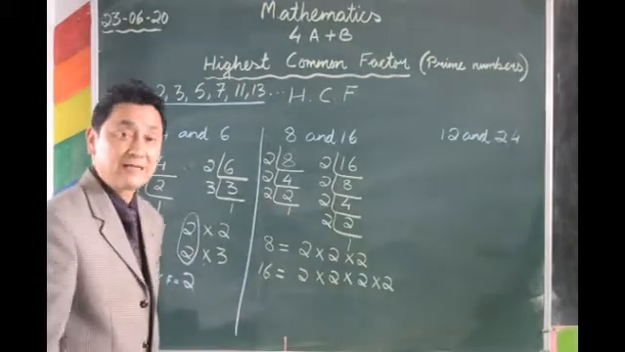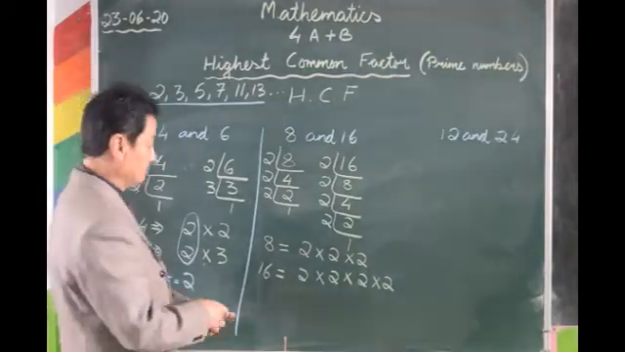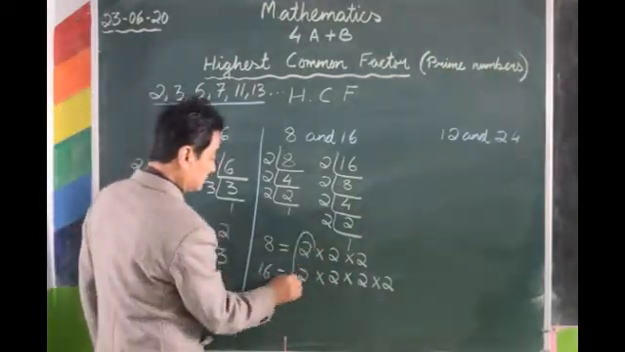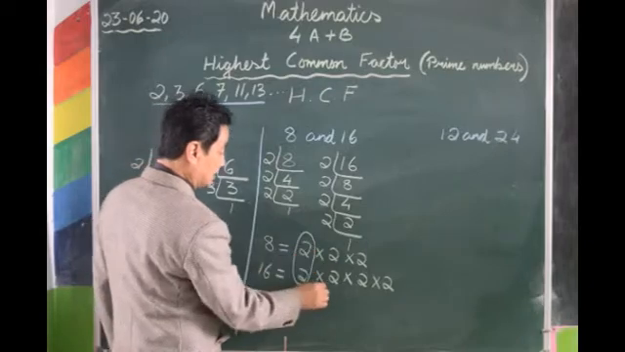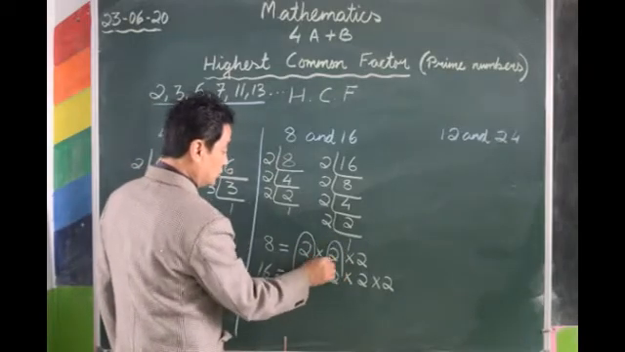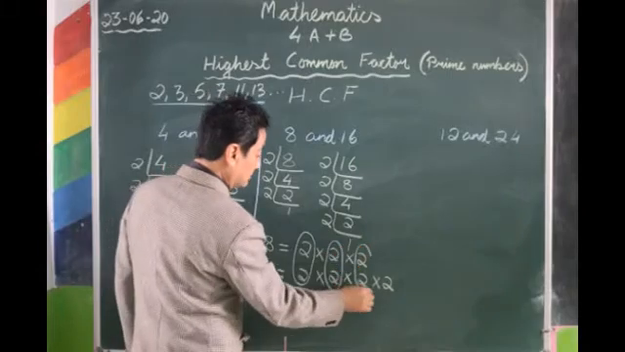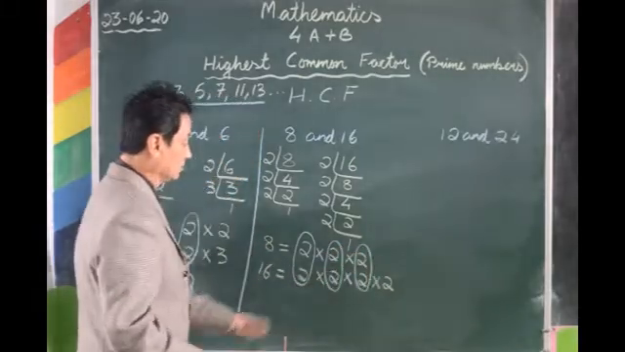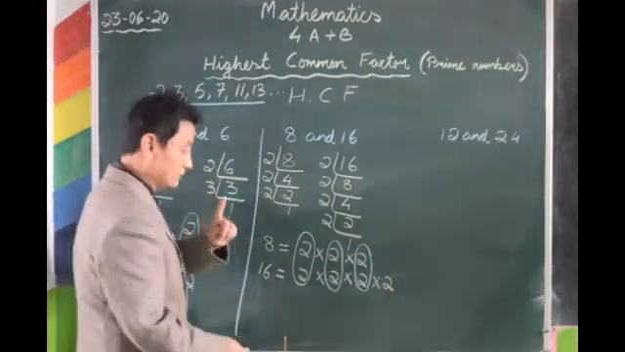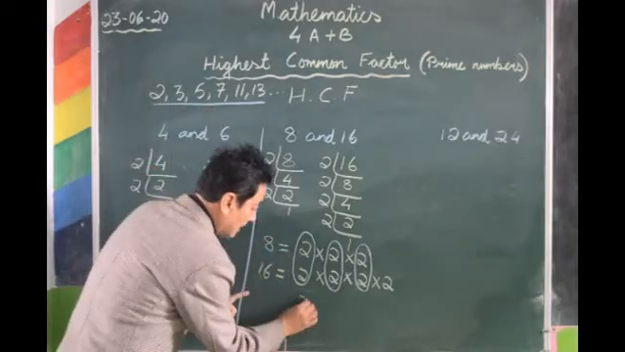Now what is the next step? Circle the common numbers. One shoe on top, another shoe at the bottom. One shoe on top, another shoe at the bottom. One shoe on top, another shoe at the bottom. There's nothing left. So this pair of shoes is for 1 person. So bring down only 1, 2.